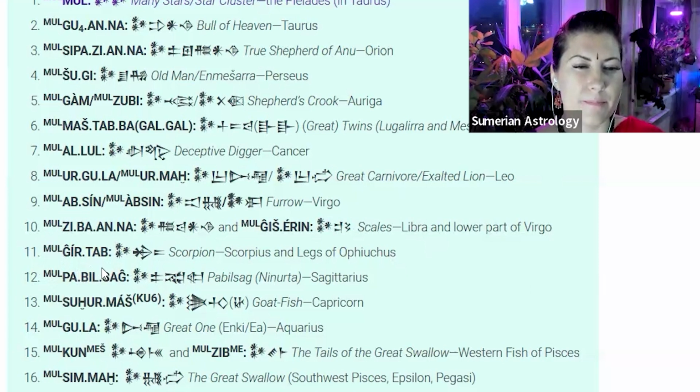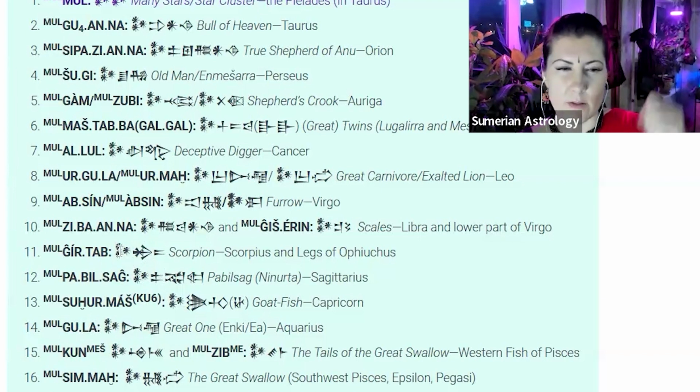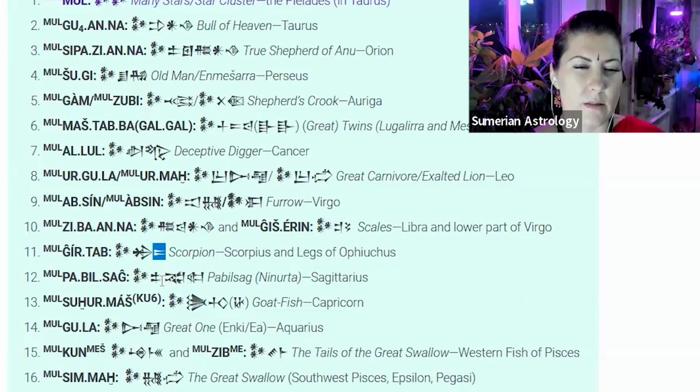Mul Hirtab, here by itself, can be scorpion, but means blade or knife, dagger, something sharp that stings you, stabs you. Well, Tab is the number 2, can also mean to sting, and Hirtab together is scorpion. And here, this is obviously the constellation of Scorpio and the legs of Ophiuchus.